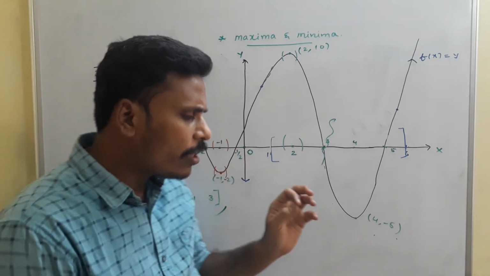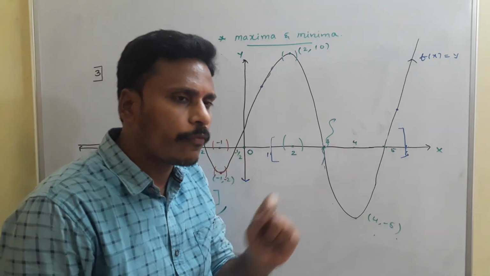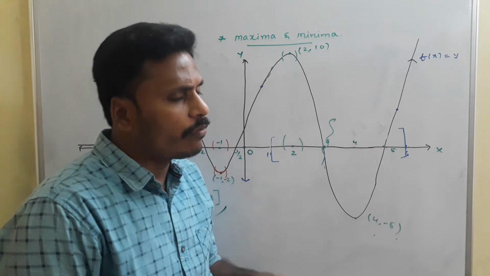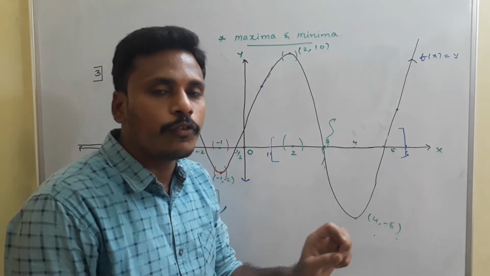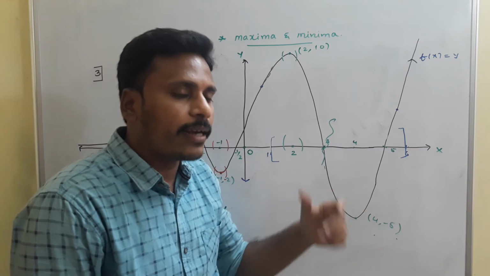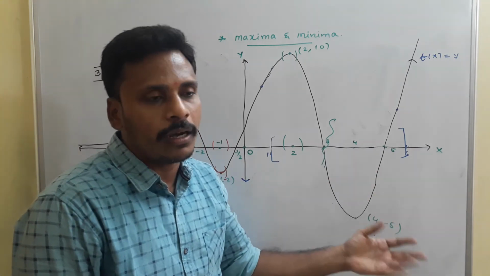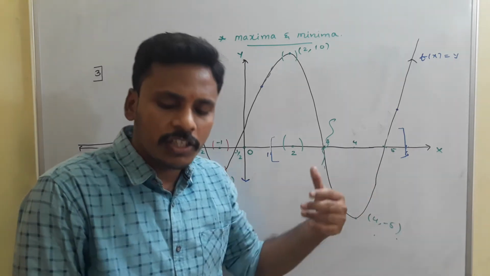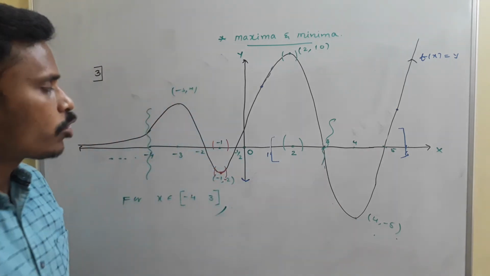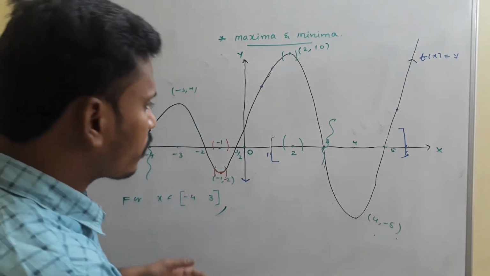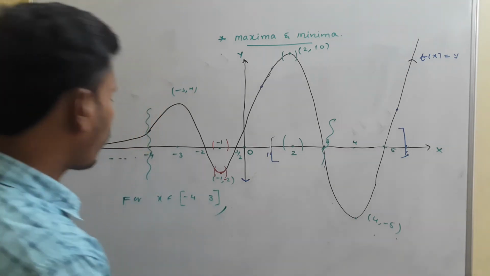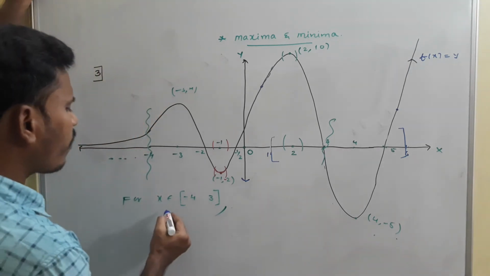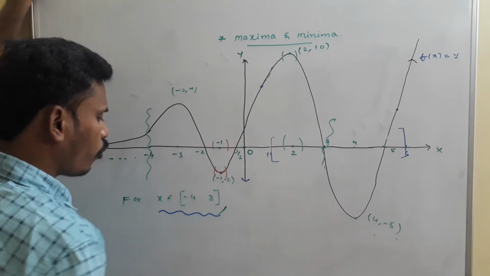Particularly if the question asks you to differentiate global and local, we will use those words. But sometimes the question doesn't give you confusion about those words. Directly they ask you to find maxima and minima, then there is no tension, just use the words maxima and minima instead of global and local. But as a first class, I am trying to give you the difference between local and global. First, suppose I have an interval x belongs to minus 4 to 3.